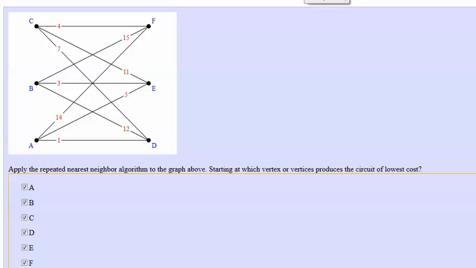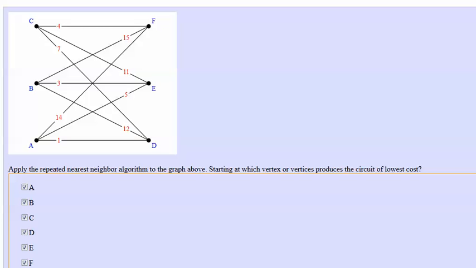So this is question number 6 on the graph theory homework. It says to apply the repeated nearest neighbor algorithm to the graph above, and starting at which vertex or vertices produces the circuit of lowest cost. So you're going to have to find the cost of the circuit from each of the 6 vertices, and then figure out which ones are cheapest. So let's just go through a couple of them to see how you would do that.